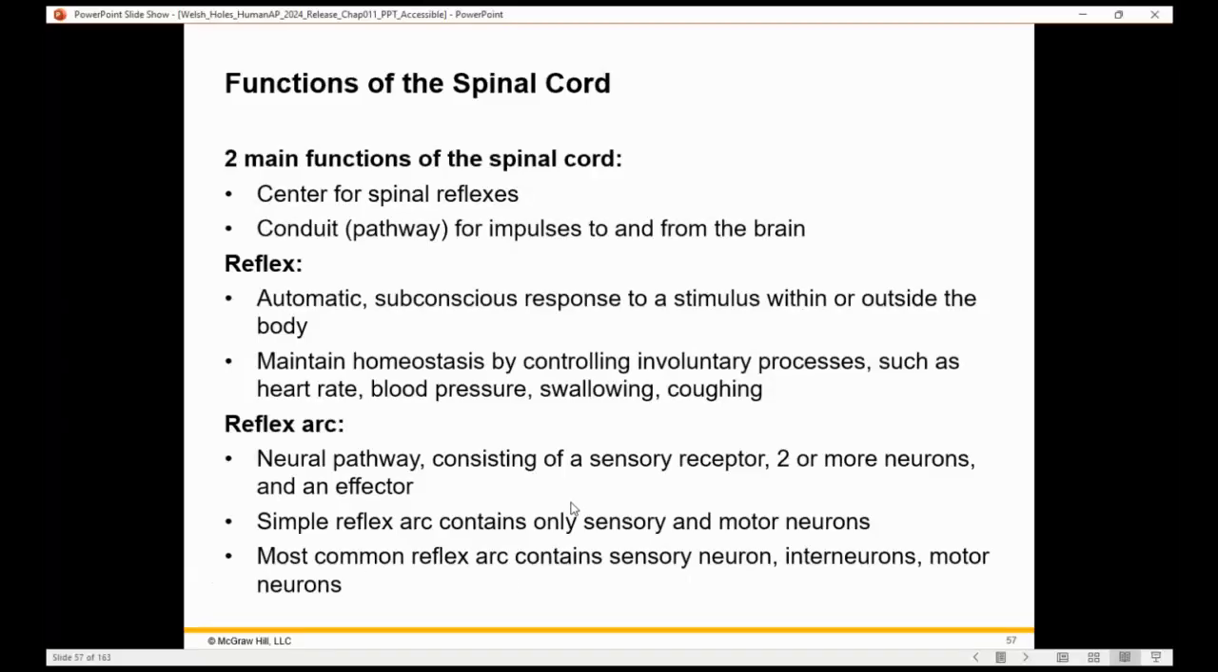In reflex arcs, we have a neural pathway consisting of a sensory receptor and 2 or more neurons, and then an effector. The simple reflex arc contains only a sensory and motor neuron. The most common reflex arc, though, contains a sensory neuron, an interneuron, and a motor neuron.